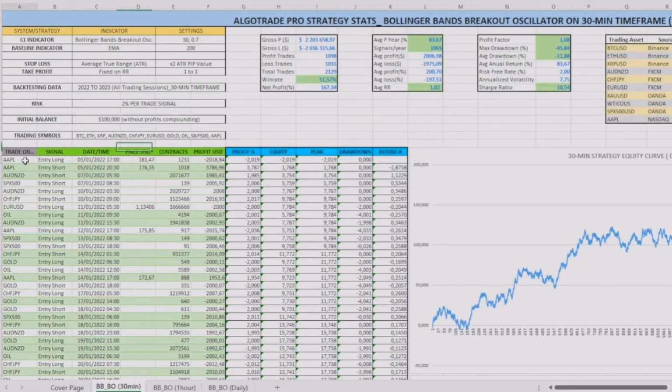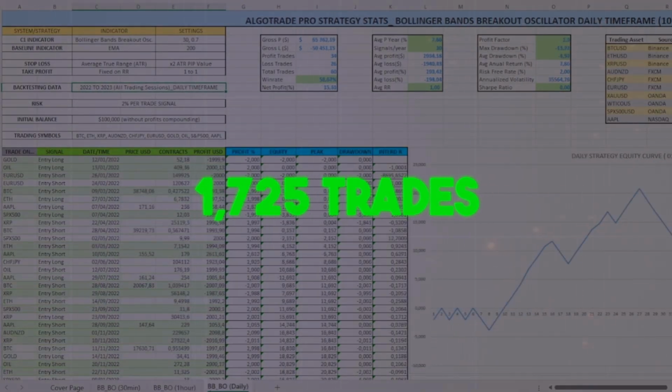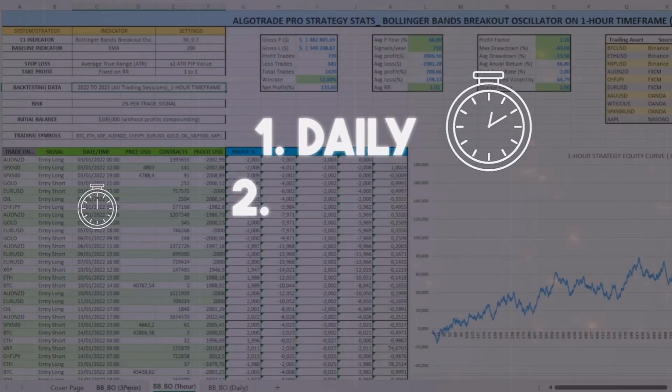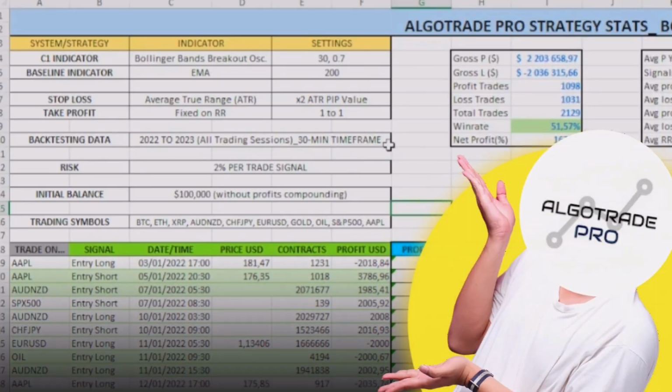After inserting all the trades into my trading journal, I got an analysis of about 3,600 trades across the 3 different timeframes, and the results are really impressive.